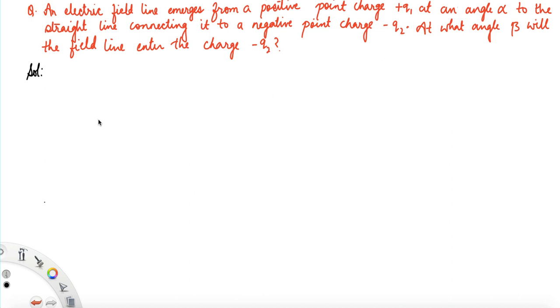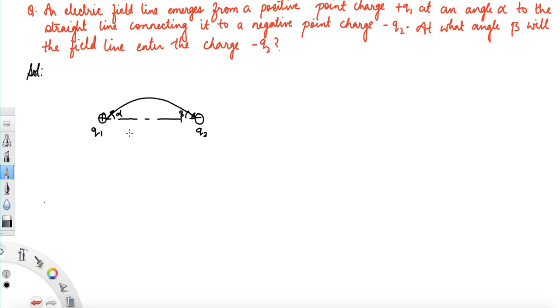So here is the positive charge and here is the negative charge. This straight line joins them, and here one of the electric field lines emerges from positive charge q1, and this is negative charge q2. This q2 is negative, by the way, and this angle is alpha. So this electric field line is going to enter negative charge q2 at some angle, not necessarily equal to beta.